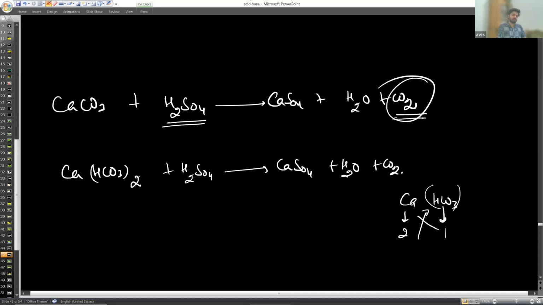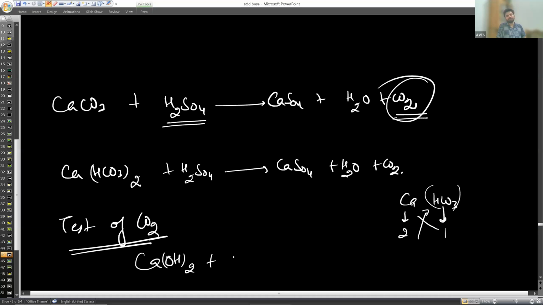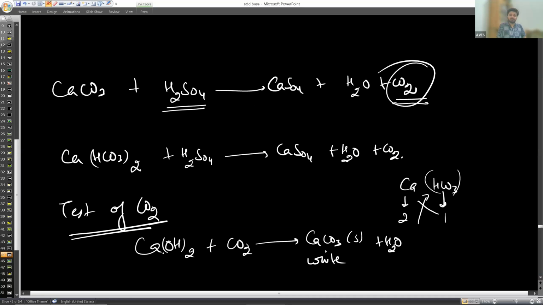And what is the test? How can you test for this? The test of CO2 is that when you pass this carbon dioxide to lime water, it will form calcium carbonate, which is solid and white in color, plus water. This is calcium hydroxide, which we call lime water. When we pass carbon dioxide to lime water, it will turn milky. Lime water turns milky due to the formation of calcium carbonate.